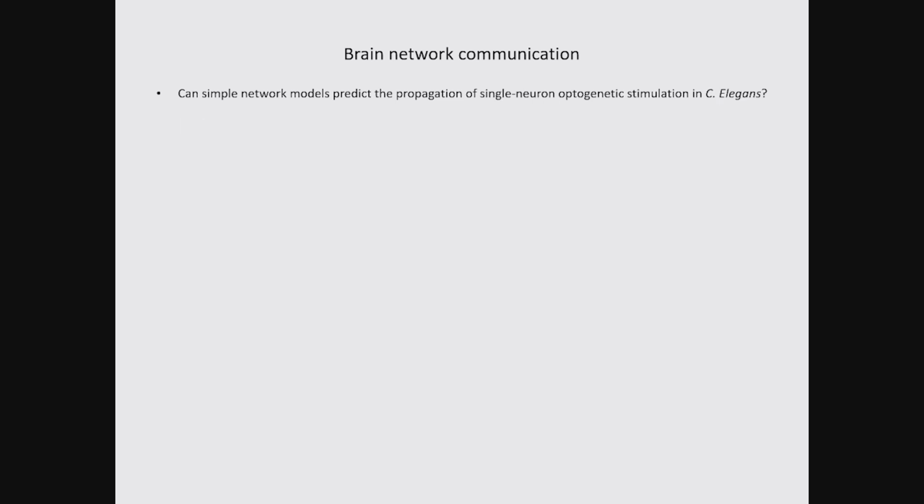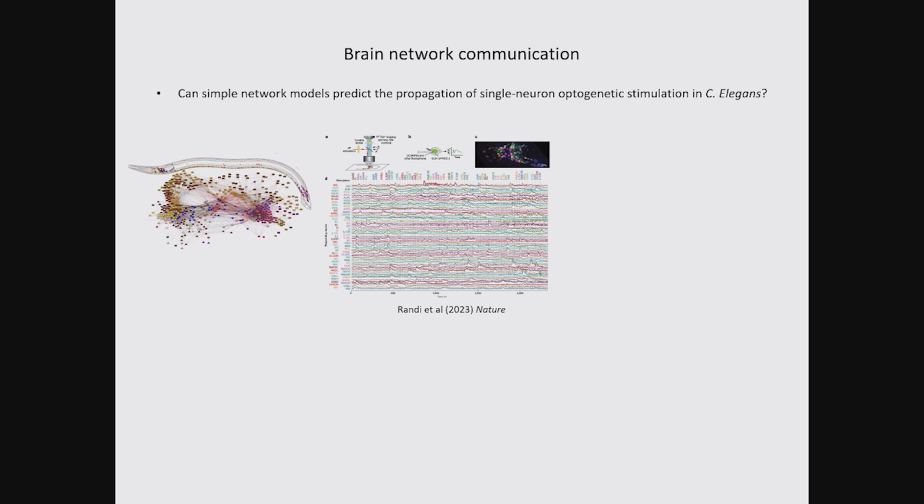So can we do the same thing, but instead predicting the propagation of single neuron optogenetic stimulation in C. elegans? There's this paper by Randy and colleagues out last year in Nature, where they did, this is just mind-blowing, they built this rig where you put a worm in there, and you can optogenetically target any neuron you want while recording calcium imaging of the whole system. And it's all automated, it's amazing.